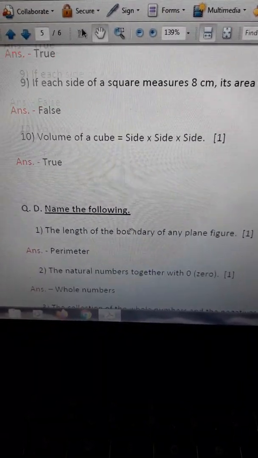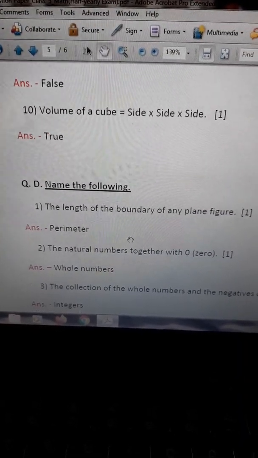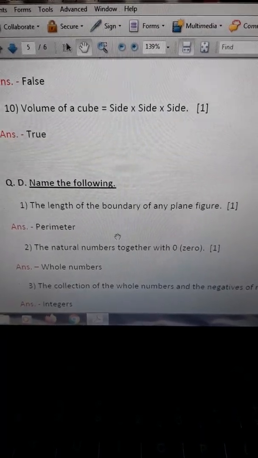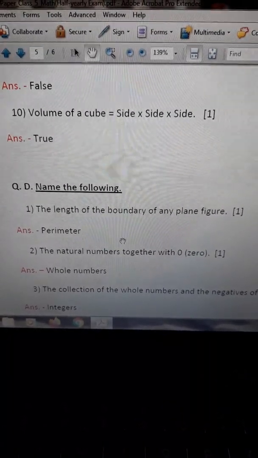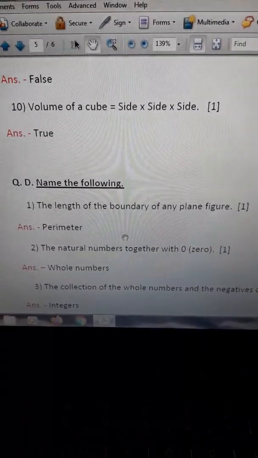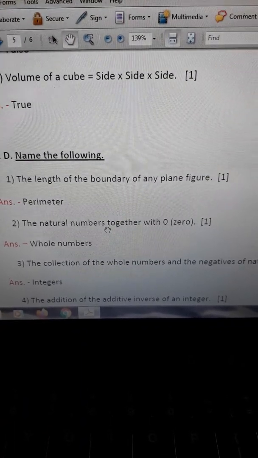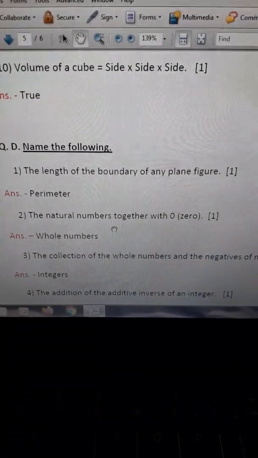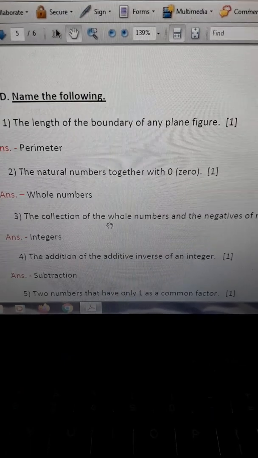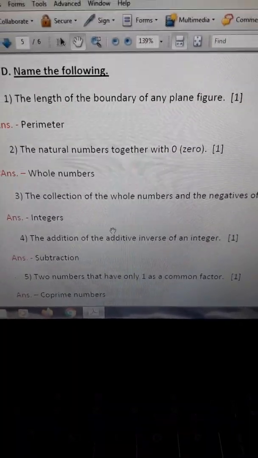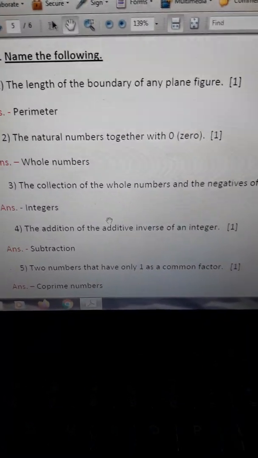Now the last part of the question paper is name the following. The first question: the length of the boundary of any plane figure is called perimeter. Question number 2: the natural numbers together with 0 are called whole numbers. Question number 3: the collection of the whole numbers and the negatives of natural numbers is called integers. The addition of the additive inverse of an integer is called subtraction. Two numbers that have only one as a common factor are called co-prime numbers.